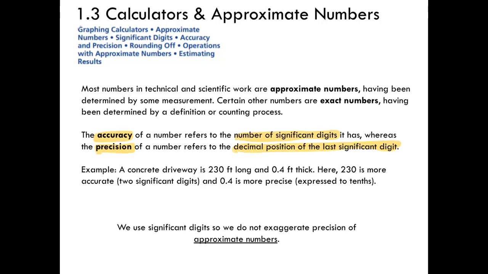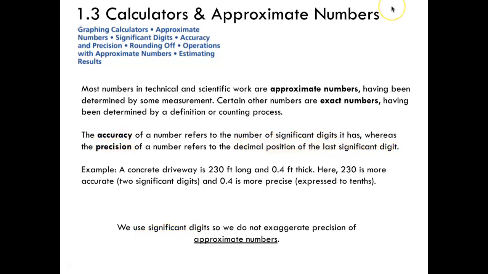Now, you might say, well, what's a significant digit? We're going to look at that in just a moment. But they give you a quick little example here where we've got a concrete driveway that's 230 feet long and 4/10 of a foot thick. And here they tell you that 230 is more accurate because it's two significant digits, whereas 0.4 is more precise. It's measured to the tenths place. So with our measurements, so we don't exaggerate precision, we're going to be using these significant digits. So that's what we're going to focus on.